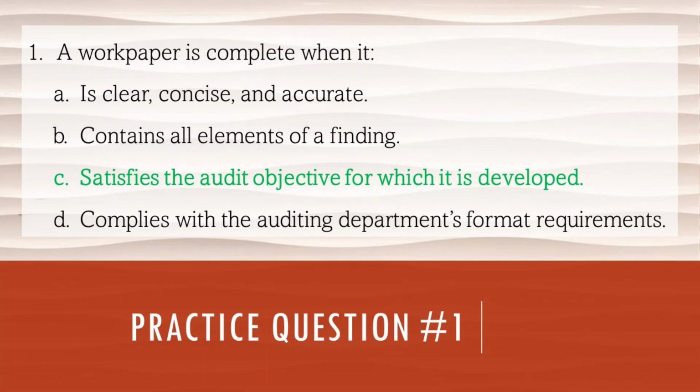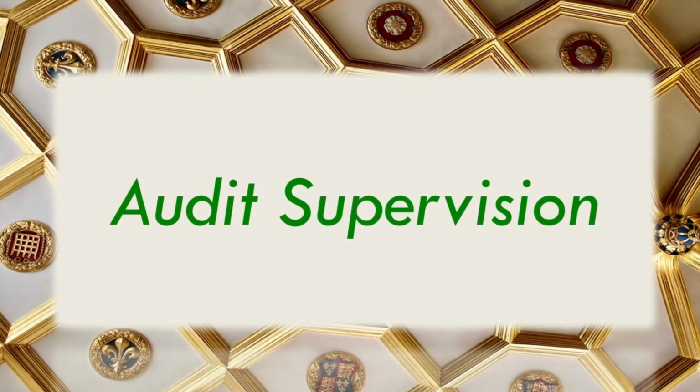Formatting of the work paper can vary from organization to organization. Yes, we want it to contain all elements of the finding. However, work papers should also show how the auditor satisfied the audit objective and obtained all the evidence that led to those findings. And yes, we do want our work paper to be clear, concise, and accurate, but we also want to make sure that the main objective was fulfilled. All right, let's move on.